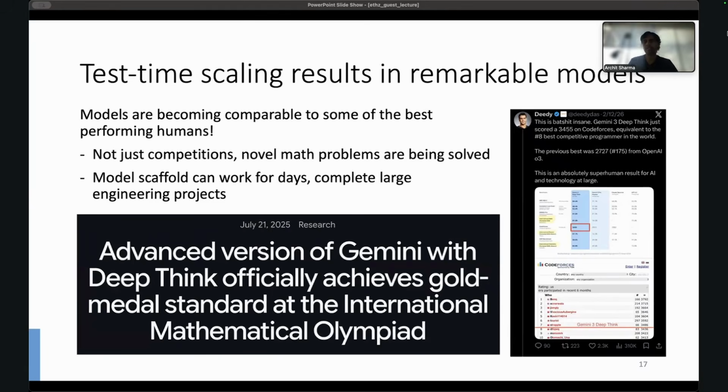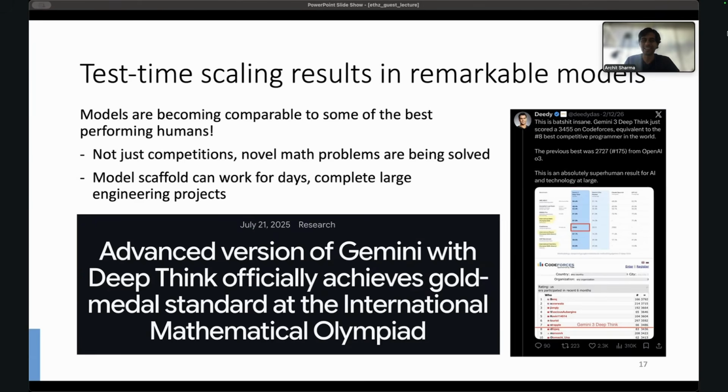And overall, these systems are quite remarkable. As I said, Gemini DeepThink was the first system which achieved a gold medal standard at the International Mathematical Olympiad, which was a milestone that was not expected to be reached in 2025. It's a very hard math problem competition.